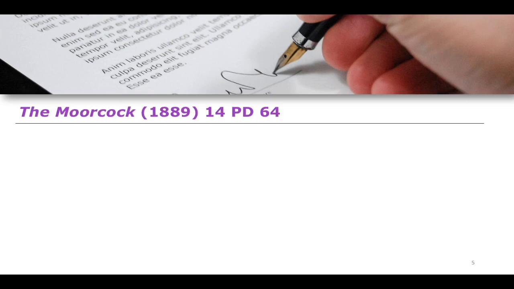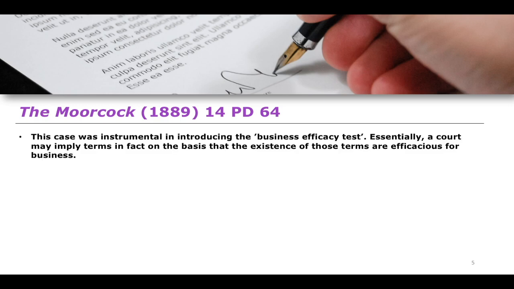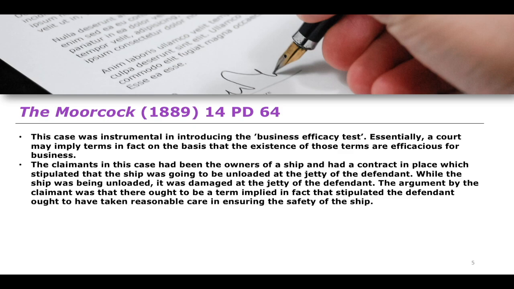A useful illustration of this is the case of The Moorcock from 1889. This case is instrumental in introducing a particular test for a court to imply terms into a contract. This is known as the business efficacy test. Essentially, a court may imply terms in fact on the basis that the existence of those terms is efficacious for business. So, how can we use this case to provide ourselves a useful illustration of this concept?